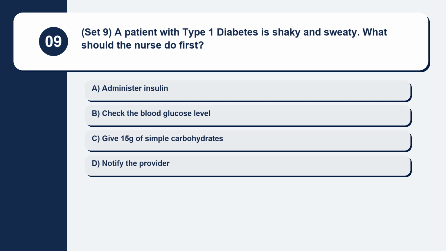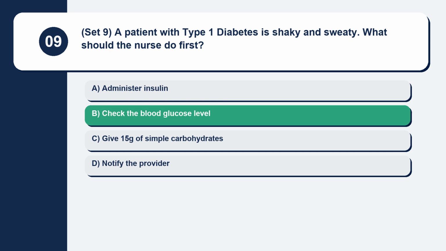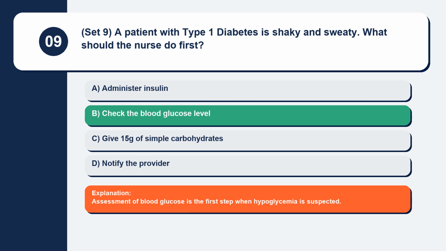Question 9. Set 9. A patient with type 1 diabetes is shaky and sweaty. What should the nurse do first? Administer insulin, check the blood glucose level, give 15 g of simple carbohydrates, notify the provider. Assessment of blood glucose is the first step when hypoglycemia is suspected.